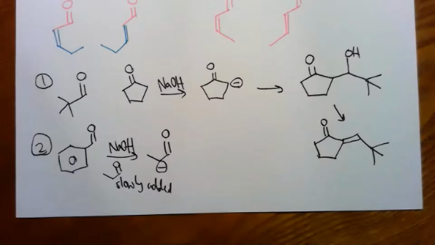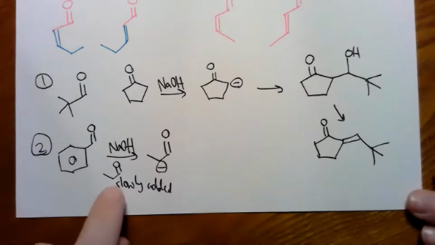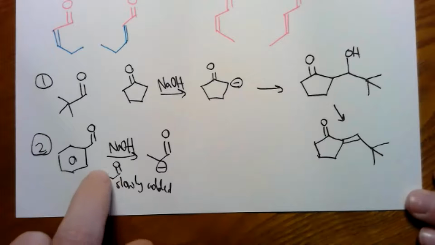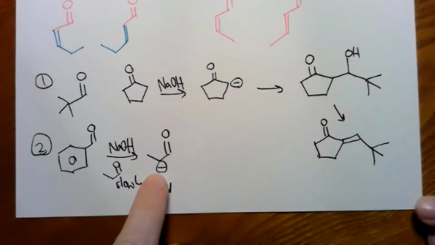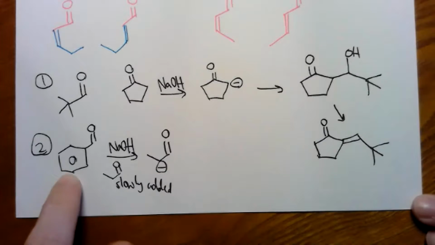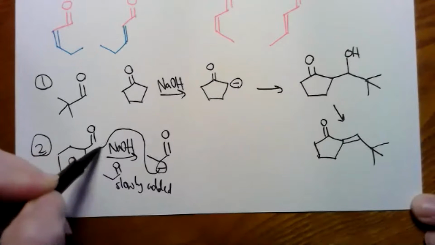Okay, then why are you slowly adding it? Well, you're hoping or planning that there's never an appreciable amount of this aldehyde in solution. You want that aldehyde to drip into solution and become deprotonated soon after it gets into solution, because if you do that, it ensures that this becomes enolate and this is the thing that gets attacked.